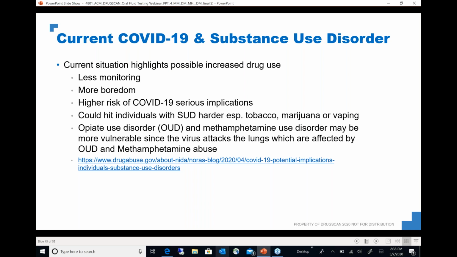And interestingly, those individuals who use tobacco, marijuana, or vape drugs, or smoke drugs like crystal meth, are at higher risk for very serious implications from COVID-19, because the virus attacks the lungs. When you get an opportunity, this is very interesting data that just came out from NIDA, probably early last week, about COVID-19 and drug use. I highly recommend all of you take a look at that website and read about it.